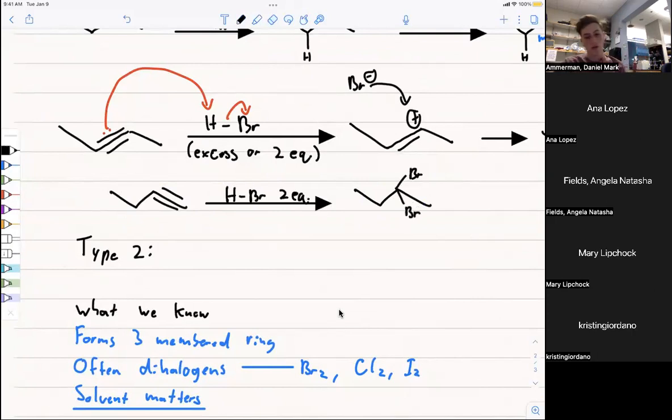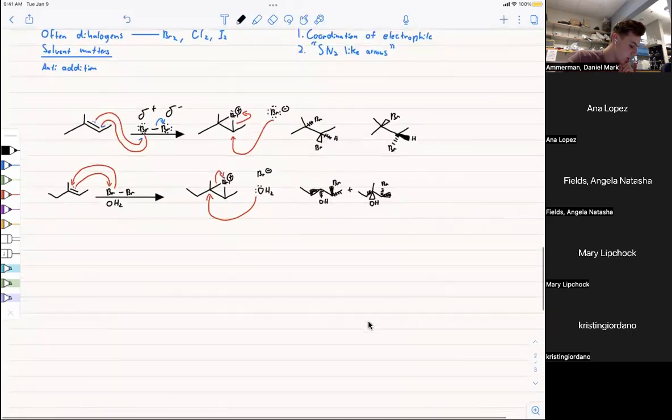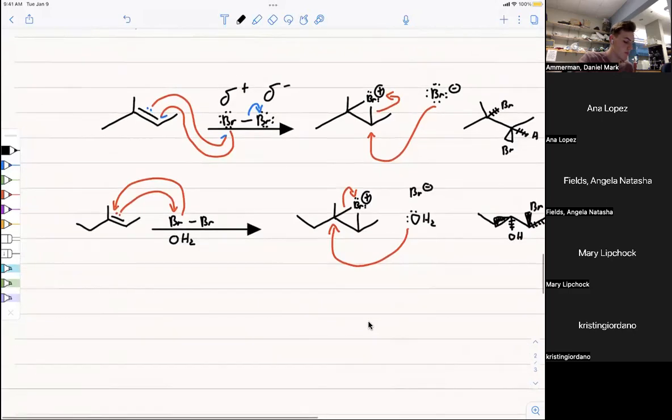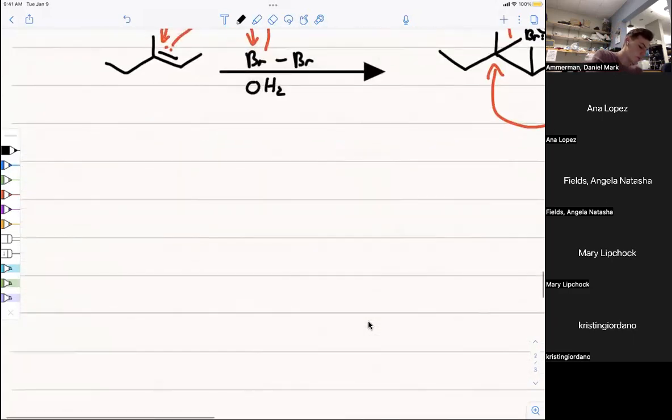That would be your product. If one side is obviously more substituted than the other, that's what's going to happen instead. All right. Let's do, well, let's do one more that's similar to this one. But we'll do an alkyne with this one because we can also have a surprise product with something like this.